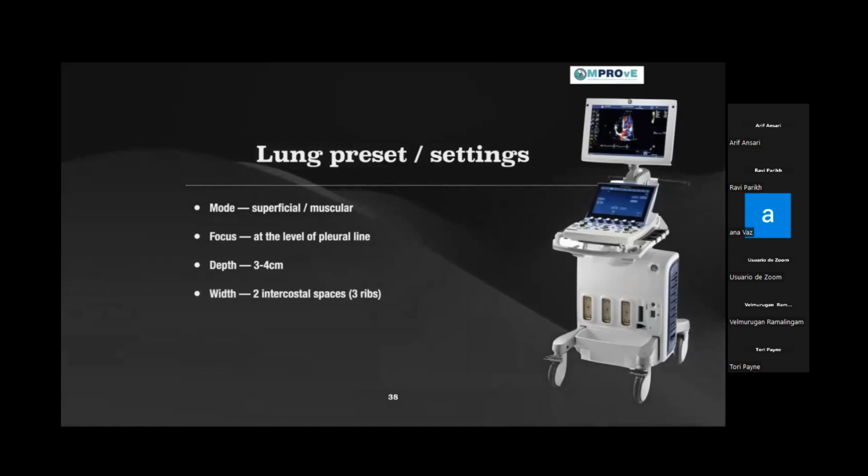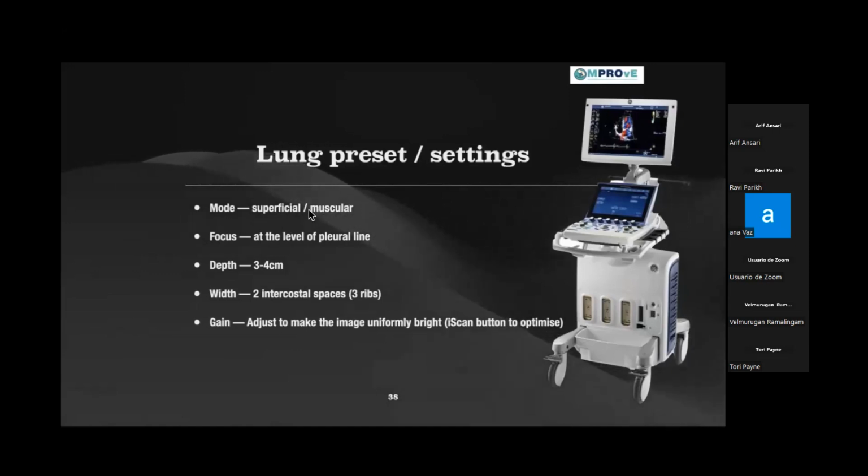So in terms of choosing the mode or the preset, we need a superficial or a muscular preset on the machine. If you have newer machines, newer GE machines or the Philips, they do come with the lung preset. If you don't have it, don't worry, just choose superficial. So we need to see the very superficial part, where it will give you a depth of 3 to 4 centimeter. That's what we want. Focus. Where do we keep the focus? If your machine allows, then you want to keep the focus at the level of the pleural line.